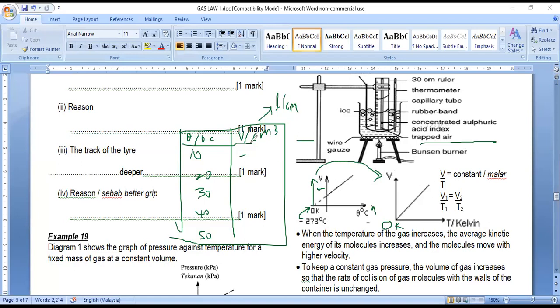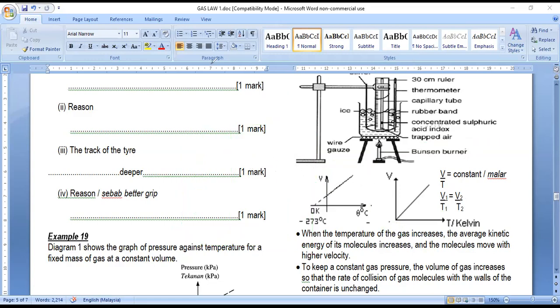After that, you make another column and convert all the temperatures to Kelvin. That means 10 plus 273, 20 plus 273, convert everything to Kelvin. Then when you find the ratio between V and T, volume and temperature in Kelvin, you get a constant value, the same value. So that's why you have the formula V1/T1 equals V2/T2.